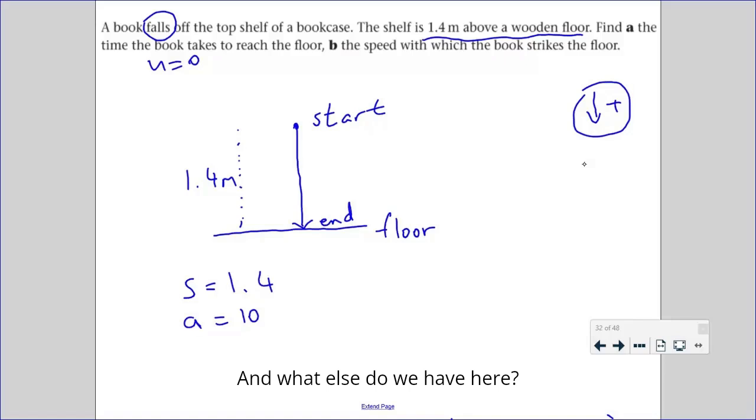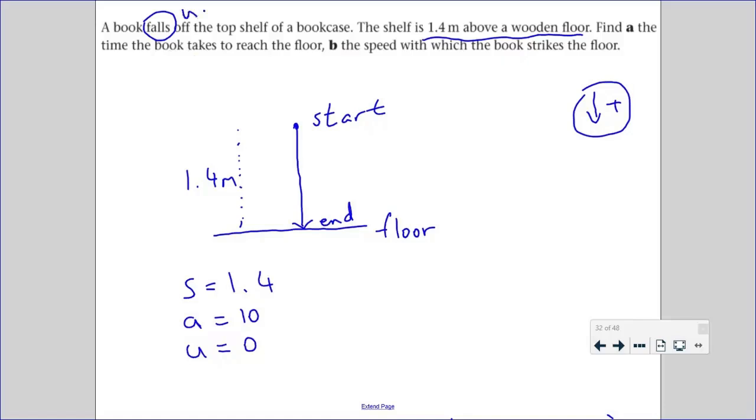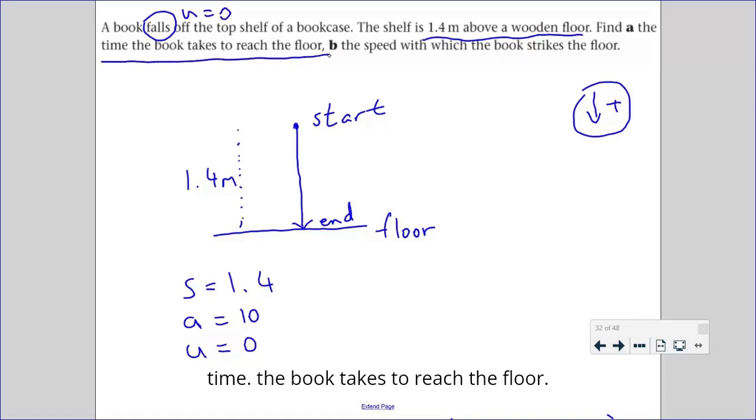And what else do we have here? We had U is equal to 0, because the book has just fallen. We haven't thrown it or anything. So we've got these three. And firstly, they're asking you the time the book takes to reach the floor. So time equals question mark. Find a SUVAT formula which connects all four of these.